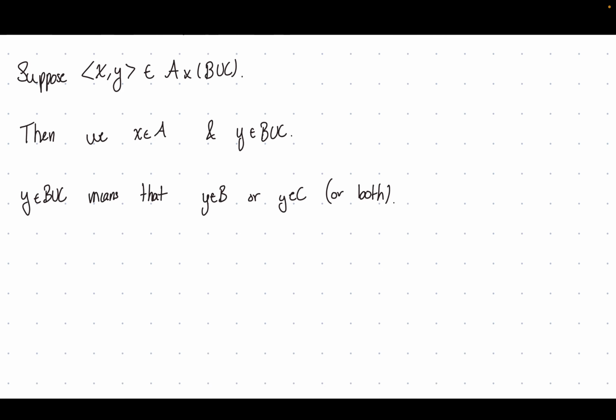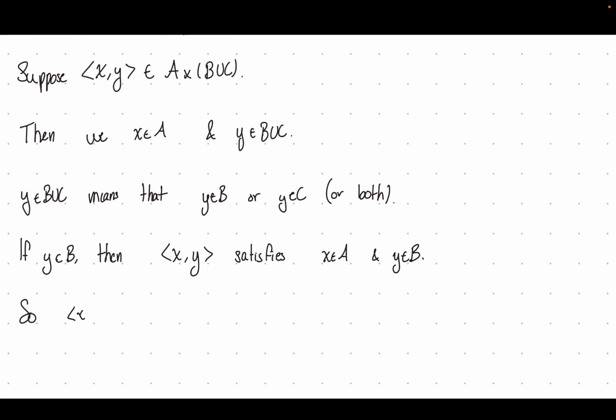If y is in B, then (x, y) satisfies x being in A and y being in B. So (x, y) is in A cross B, which directly implies that (x, y) is in (A cross B) union (A cross C). Phenomenal. And then the reasoning for the other one is the exact same.